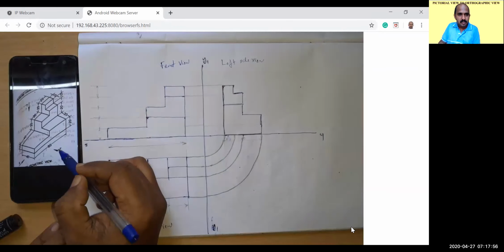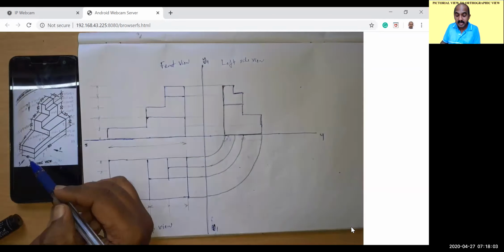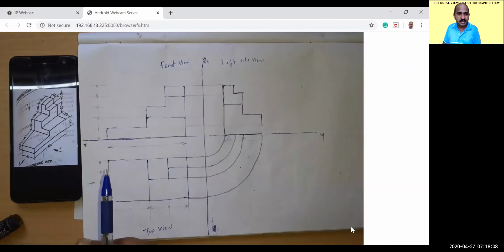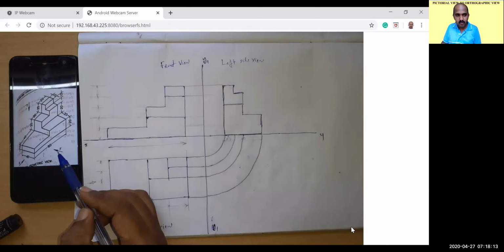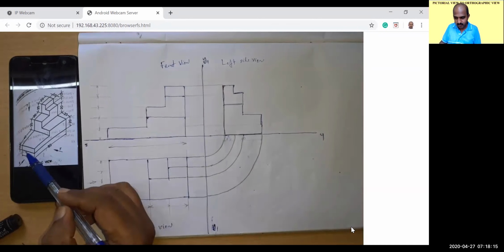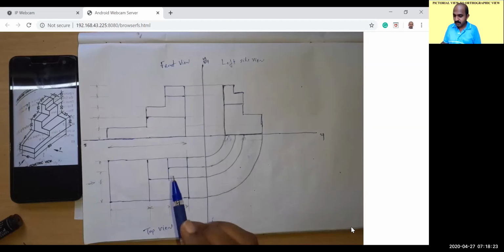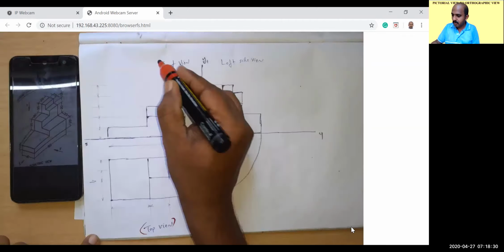Actually, in this figure, please listen carefully. In this figure, when you are looking from the front, top, and the side view, there are no hidden lines. If any hidden line is present, you need to represent it as a dash line. Once again, if any hidden line is present, either on the front view, top view, or the side view, you must represent it as a dash line. Now we completed the top view, front view, and left side view.